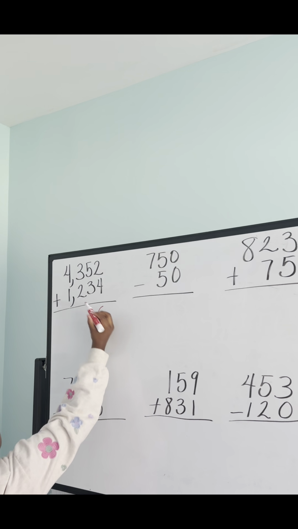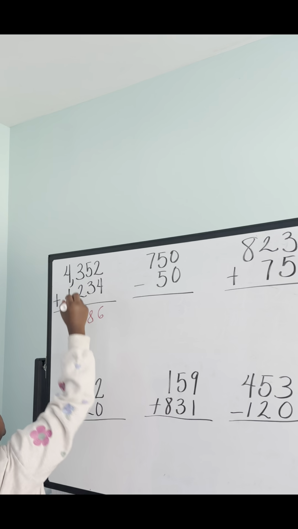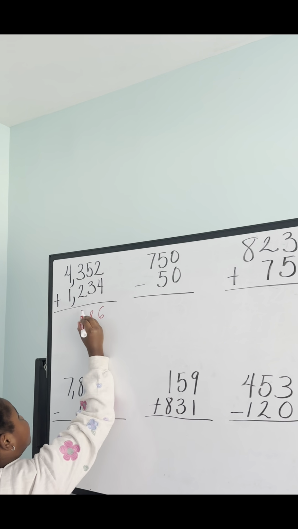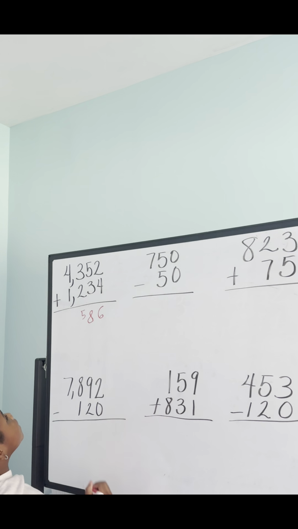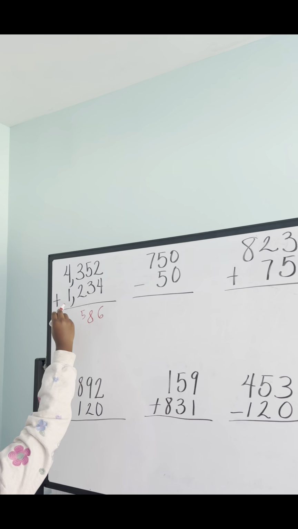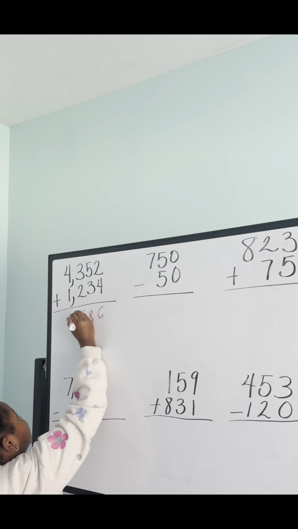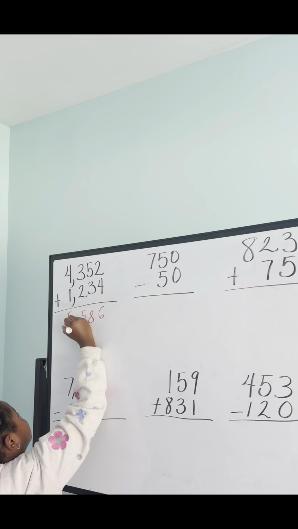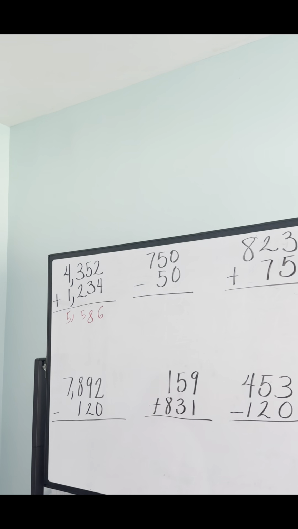Okay. So this is our next one. It's 3 plus 2, which would be 5. And then our last one, which is 4 plus 1, another 5. So there's our answer. Okay, so let's go ahead and read the problem. We have 4,352 plus 1,234 is equal to 5,586.